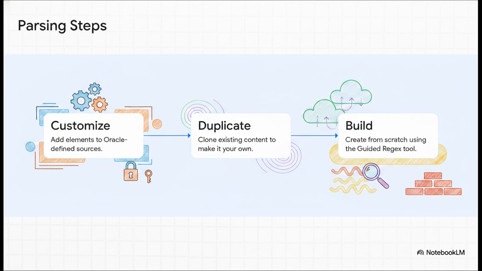Step 1 is to customize those existing Oracle-defined sources. If that doesn't quite fit your needs, Step 2 empowers you to duplicate and clone that content to make it your own. And if you have a highly specific format, like one of those massive multi-line Spring Boot stack traces, Step 3 allows you to build a parser entirely from scratch using the guided regex tool, which is based right on Java Platform's standard regular expressions.